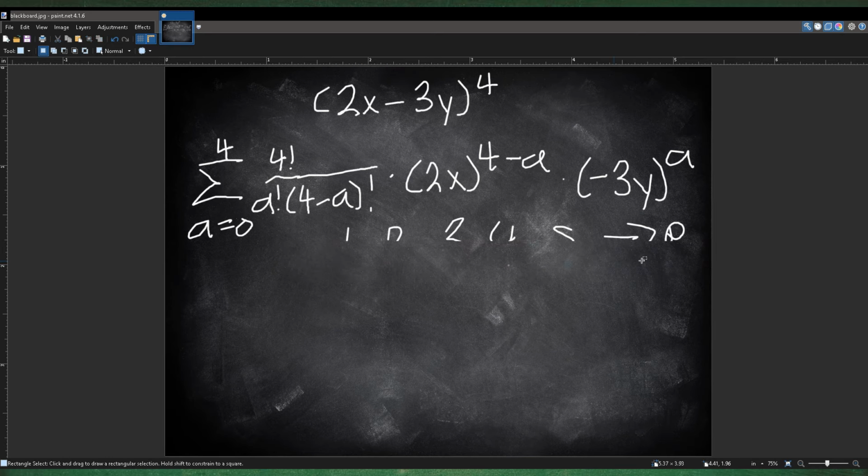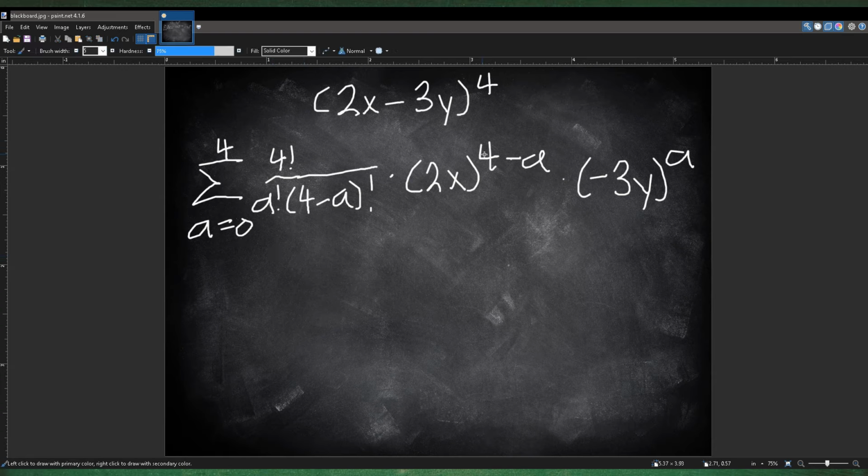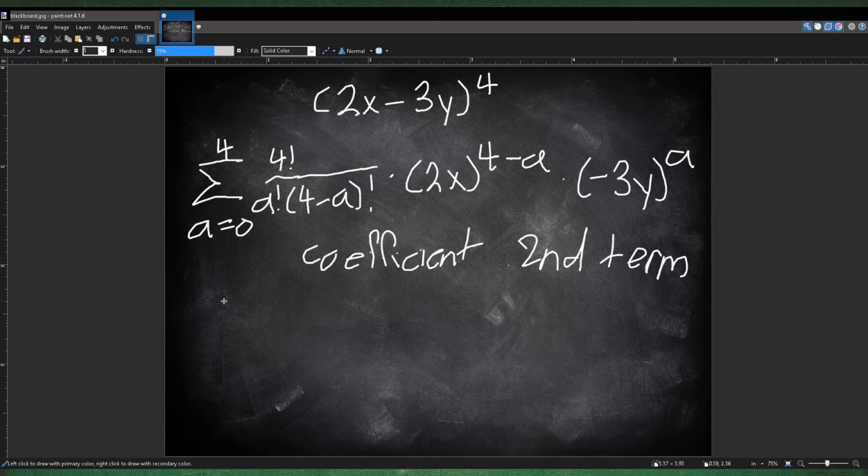Another question they might ask during these types of questions is looking for a specific coefficient. So let's say they want you to find the coefficient of the second term. The first term is always when a is equal to 0. So if you put a is equal to 2 as the second term because you think the 2 means the second, it's not. It's 1 minus that 1.